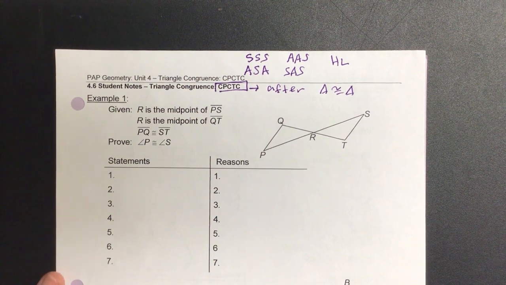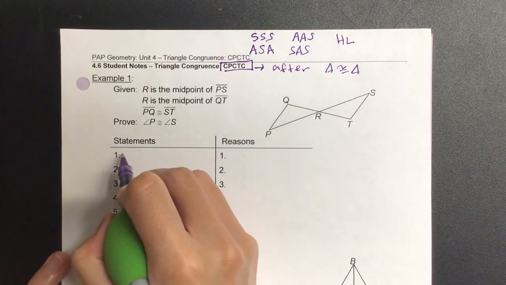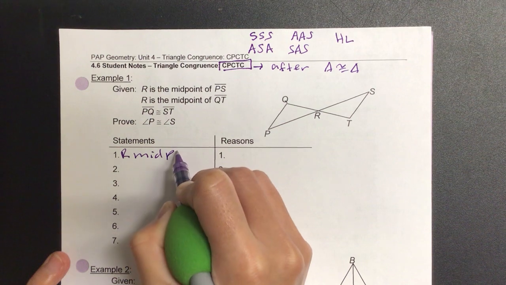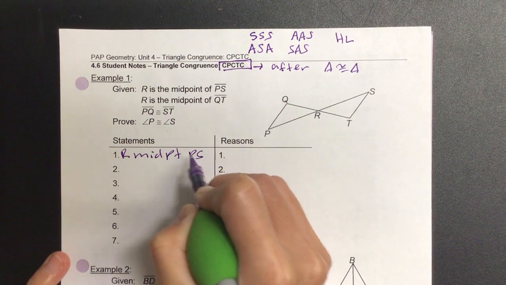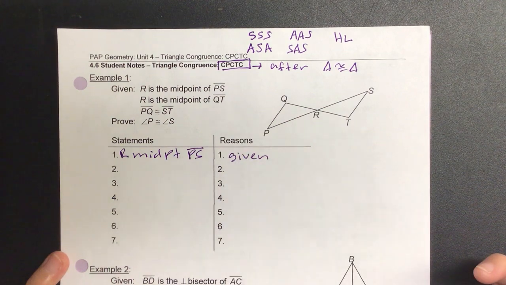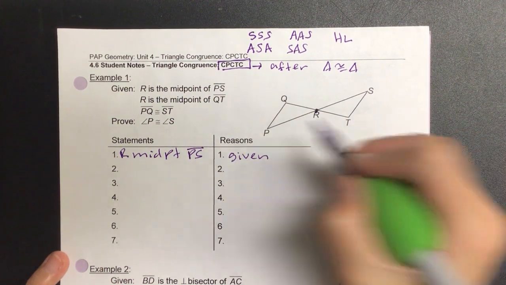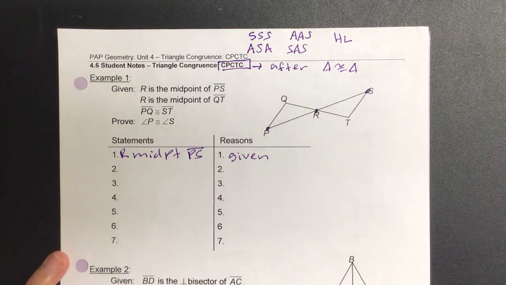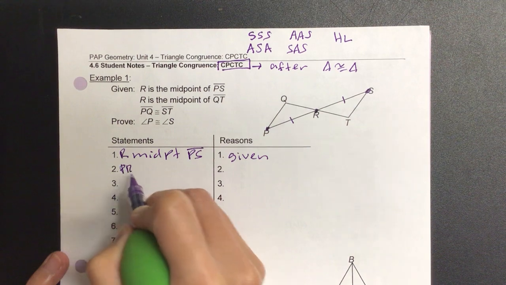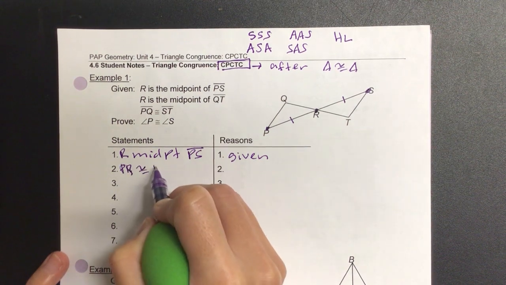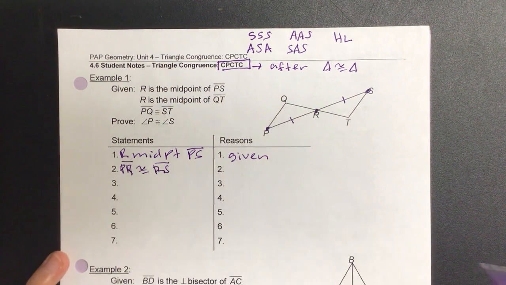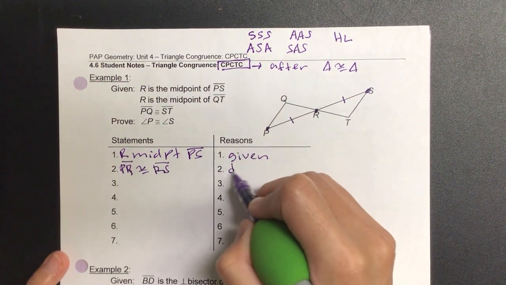Okay, how many givens do I have? 2, so let's write out the first given. R is the midpoint of PS. And the reasoning for this has to be the given, which is a freebie, right? Yes. So if R is the midpoint of PS, then I know what 2 must be congruent? PR and RS. Yep, so let's write out PR is congruent to RS. And that's the definition of the previous statement. In this case, it's a midpoint.